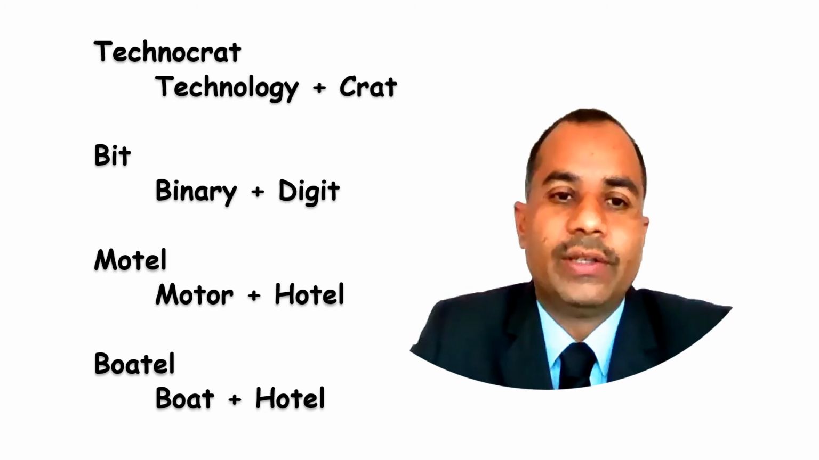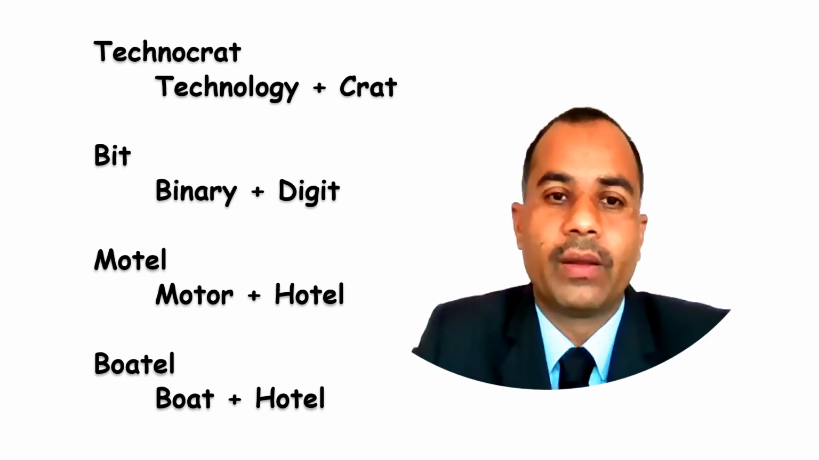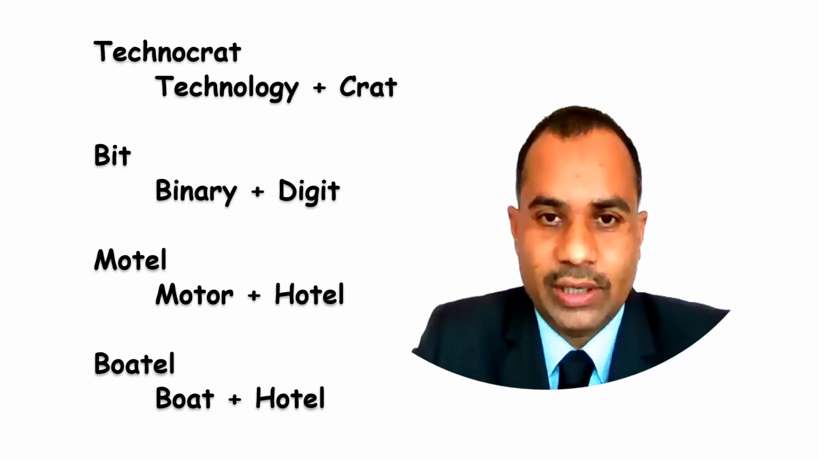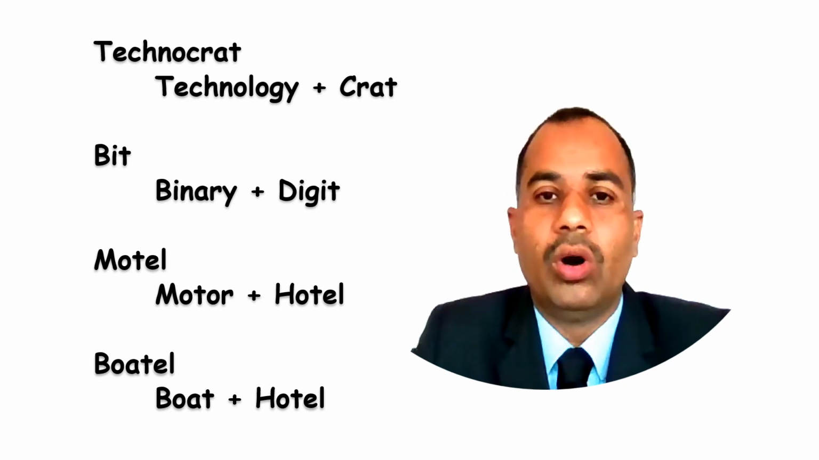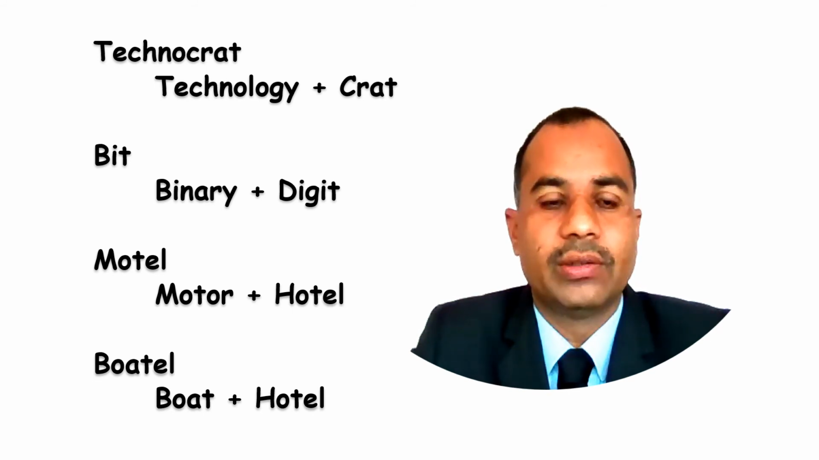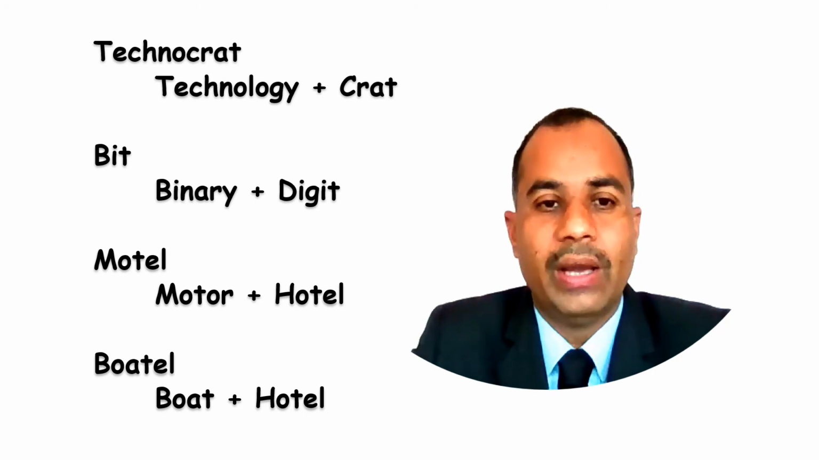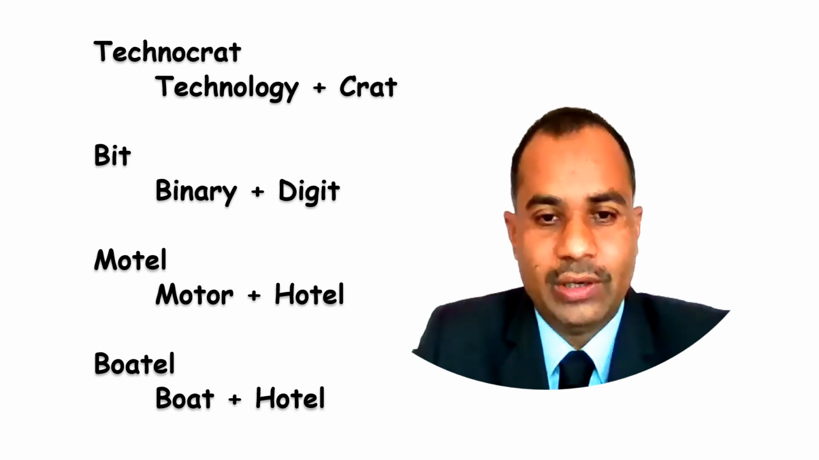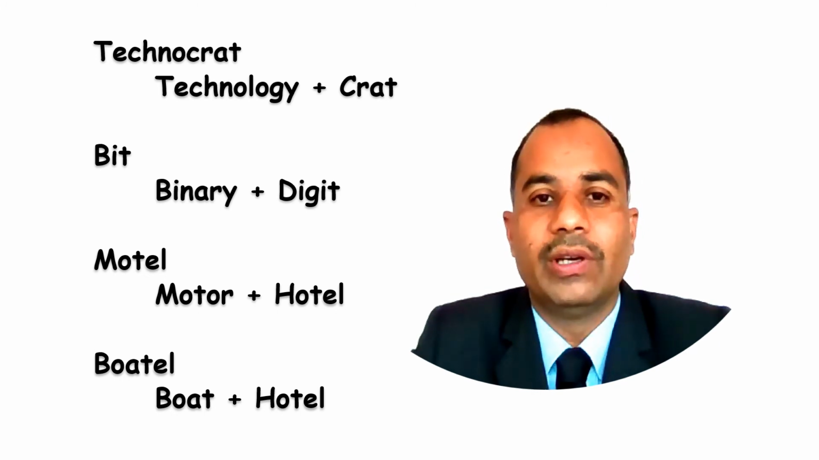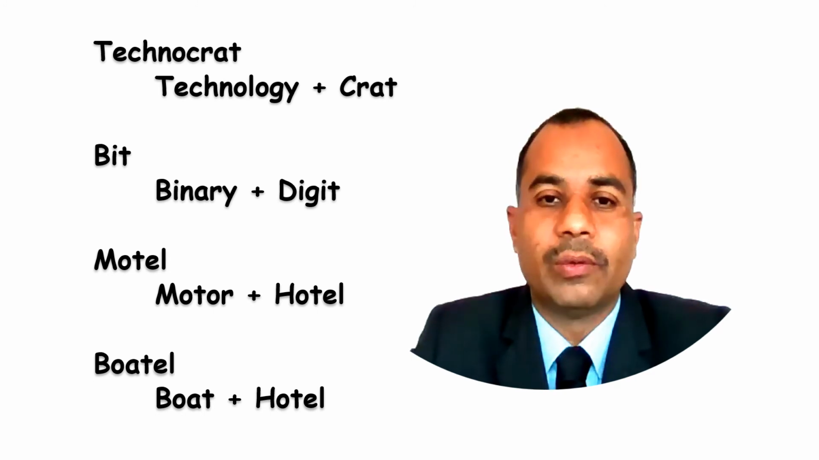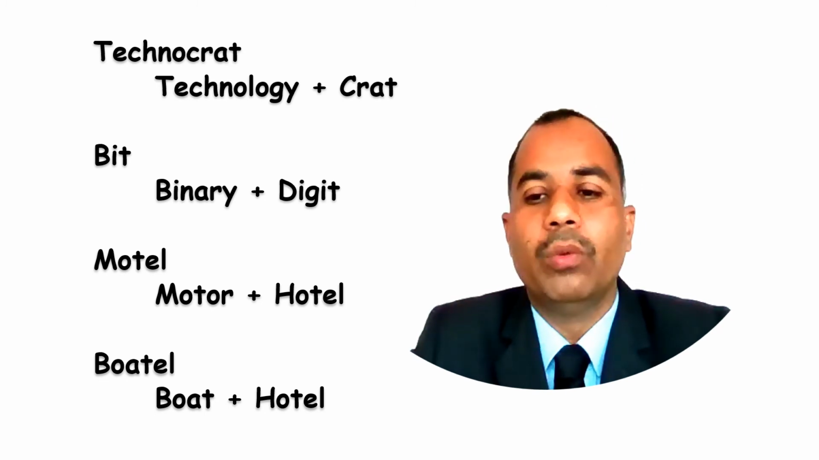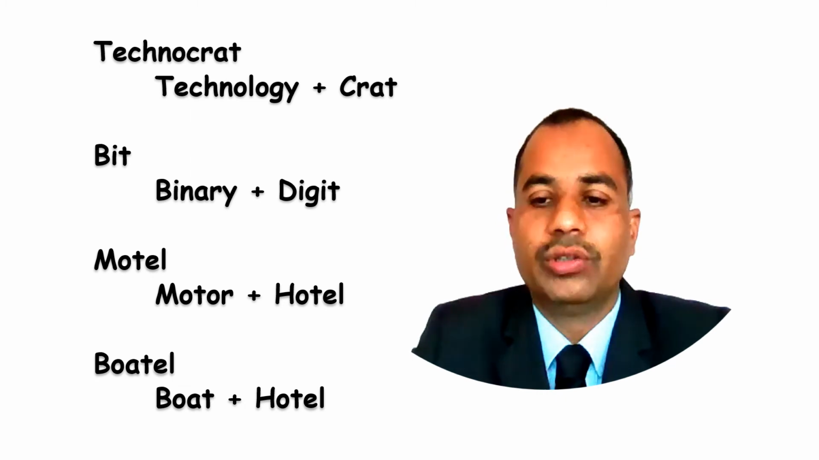Then we have a technocrat. So it's a combination of technology and a French word crat. Crat is ruler, or it's some person or supporter or member. So technocrat. And then we have a very simple terminology of computer science, that is bit. So it's a binary digit, and you are well known about the hotel. So if it is a huge one and having so many facilities, and for motor parking and car parking and everything, so it's a motel. And even we have a boatel, so it's a hotel on boat.